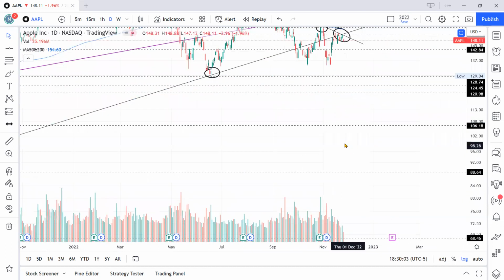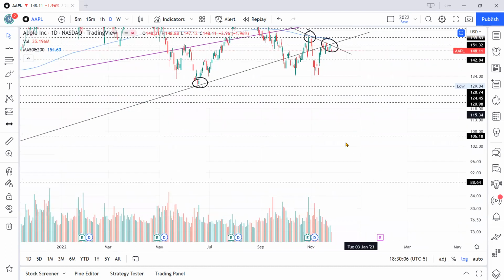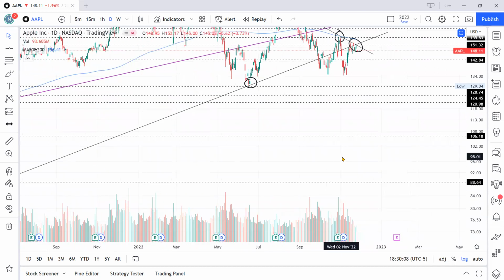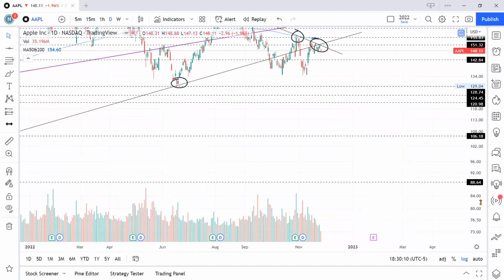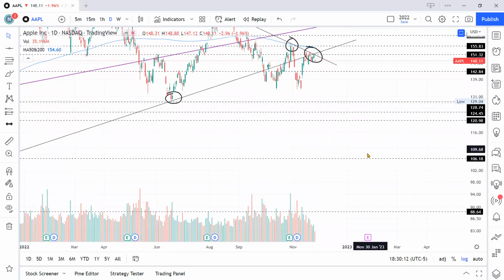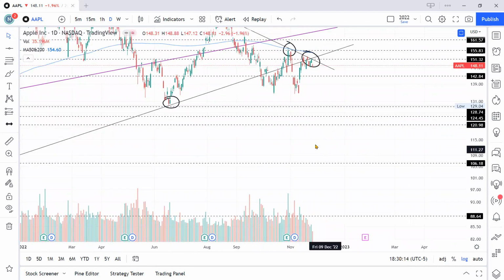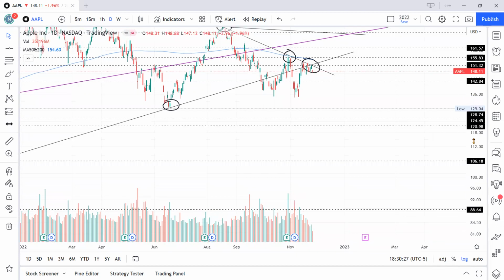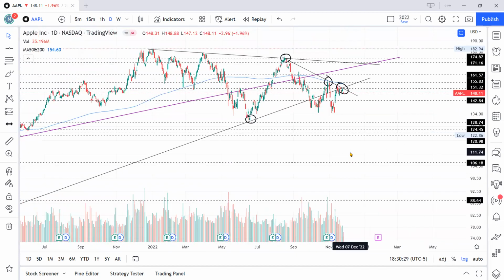And I use that phrase kind of lightly because there's plenty of support along the way, but from a high volume standpoint, the way in which I do my support lines, there isn't a lot here. So to me, if Apple wants to hold, it better hold at 129. Otherwise, I feel there's a slippery slope to get us to 88. All right. So where do I think it's going to go?